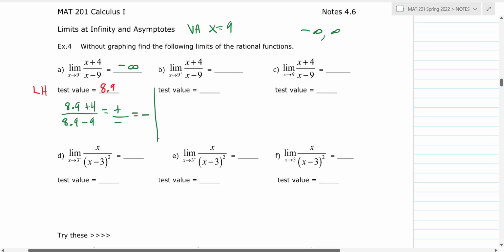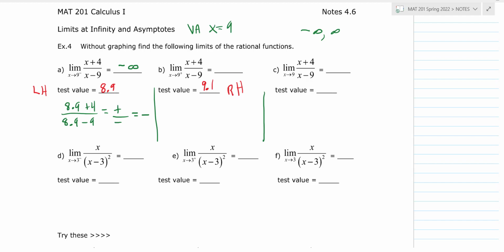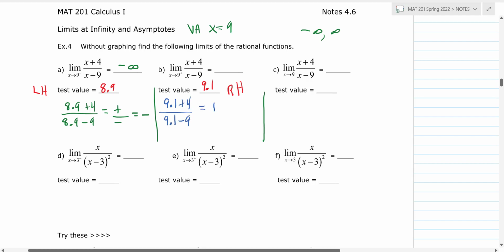That's all you have to do, just see if you're getting a negative or positive value for your test point, okay? All right, the next one, we have a right-hand limit. So what do you do? You choose a number a little bit to the right of 9. Yeah, you could use 10, but rule of thumb, just use a decimal, because you can do it in your head anyway. So what I'm going to do is plug it in. I have 9.1 plus 4 over 9.1 minus 9. That's a positive over a positive. That's equal to a positive.